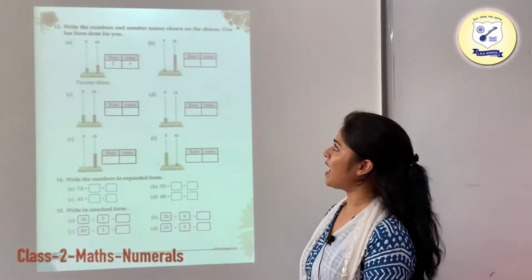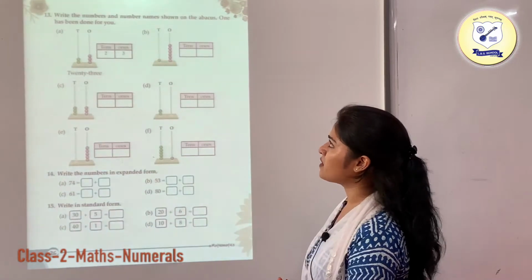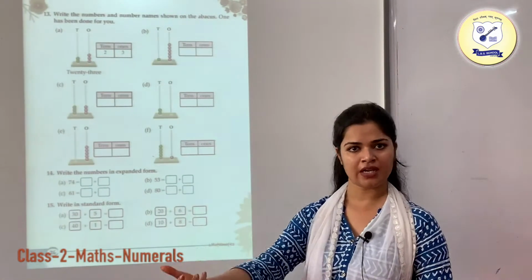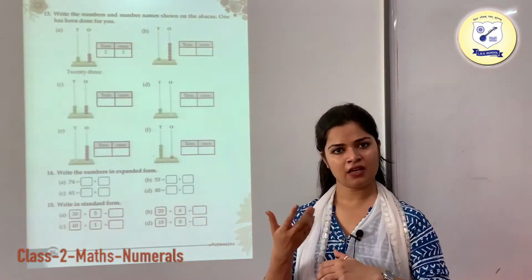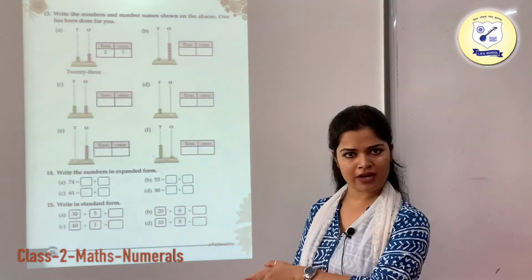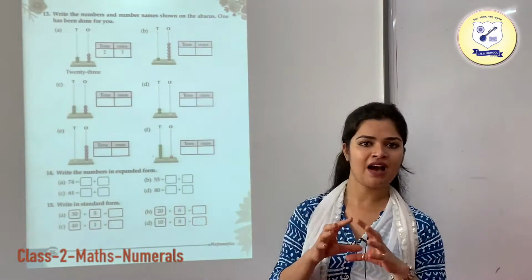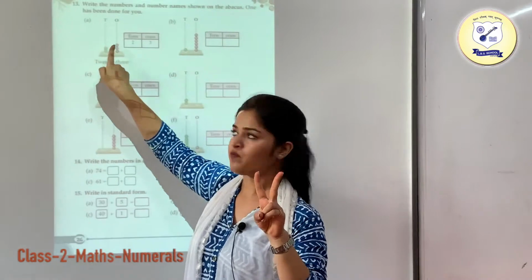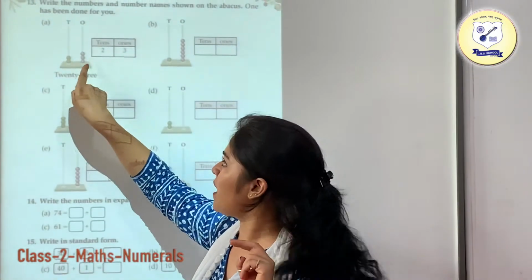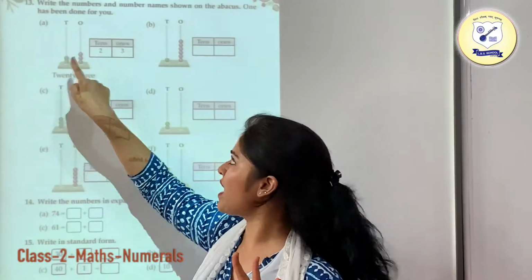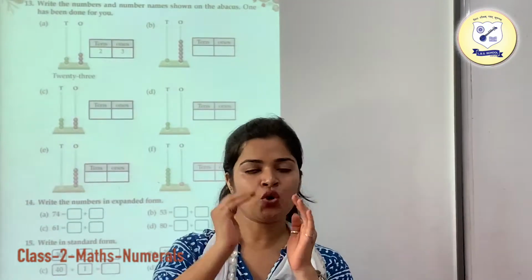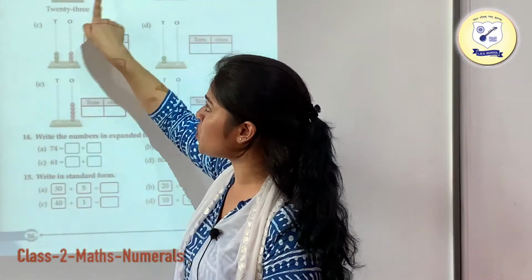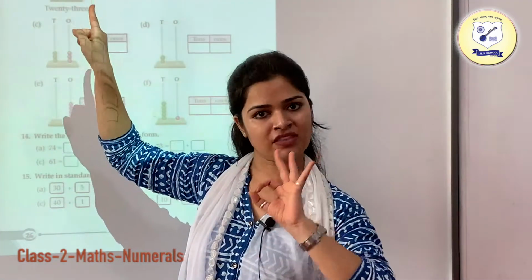Write the numbers and the number names shown on the abacus. One has been done for you. We just need to do the same thing that we were doing earlier. Earlier we were taking blocks and crayons for writing the number names. Now we are going to have an abacus. Like you can see that on the tens place we are having 2. So we have written 2 in the tens place and in the ones place we are having 3. So I have written 3 on the ones place. So just 2 and 3 is going to be your 23. So I have written the numeral form also and the number name of that also.